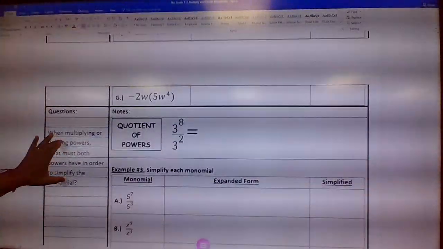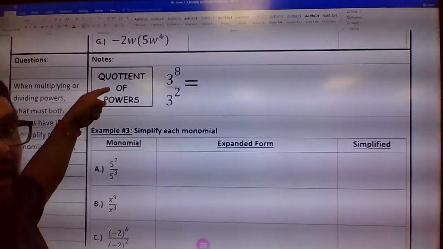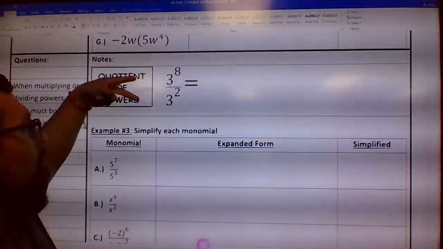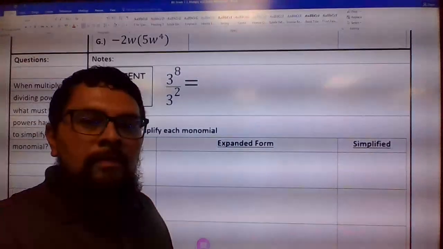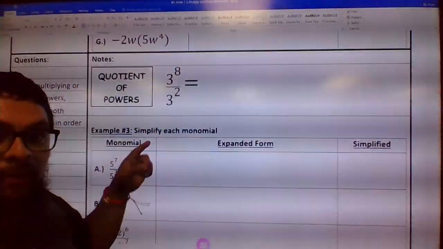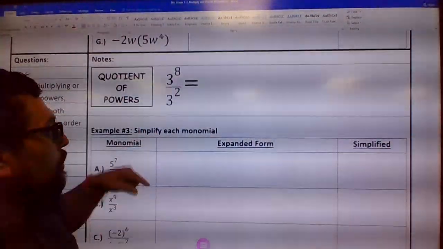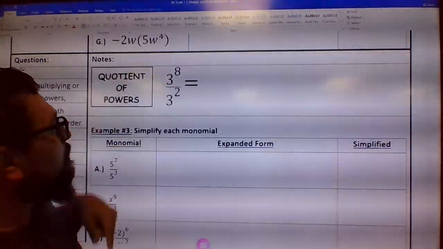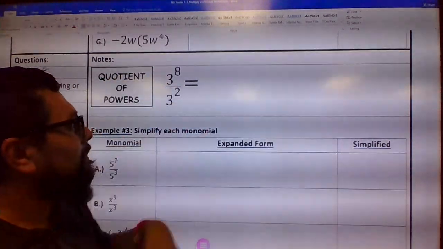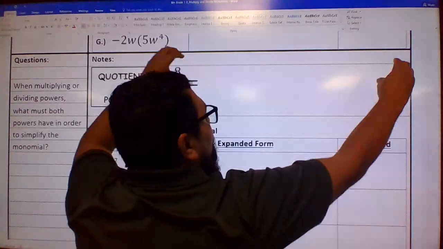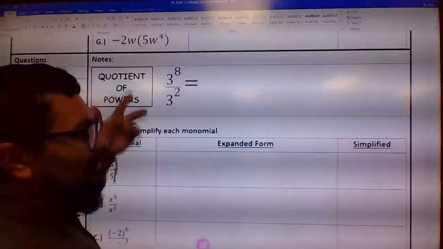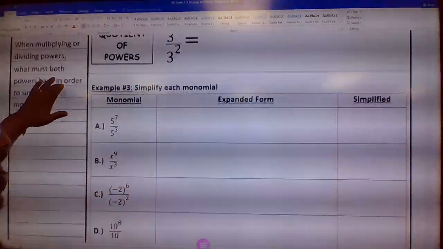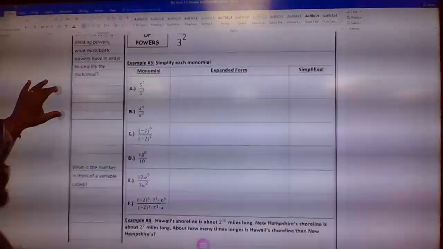And then we went ahead and divided the powers, the quotient of powers. In this one, you had to subtract these. So on this one, we found out we had to subtract these, right? So 8 minus 2 is 6, so 3 to the 6th. Now, if we expanded these and crossed them off, we would get the same thing.